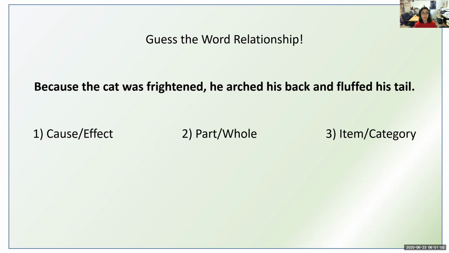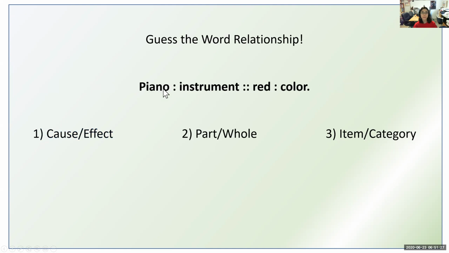All right, so if you said that this one is cause-effect, you are correct. We have that keyword because, which immediately clues us into the fact that this could be a cause-effect relationship. Because the cat was frightened, so that's our cause, he arched his back and fluffed his tail, effect. So the cat performed this effect, he arched his back and fluffed his tail because he was frightened, which is our cause. So this is cause-effect. All right, let's try another one.